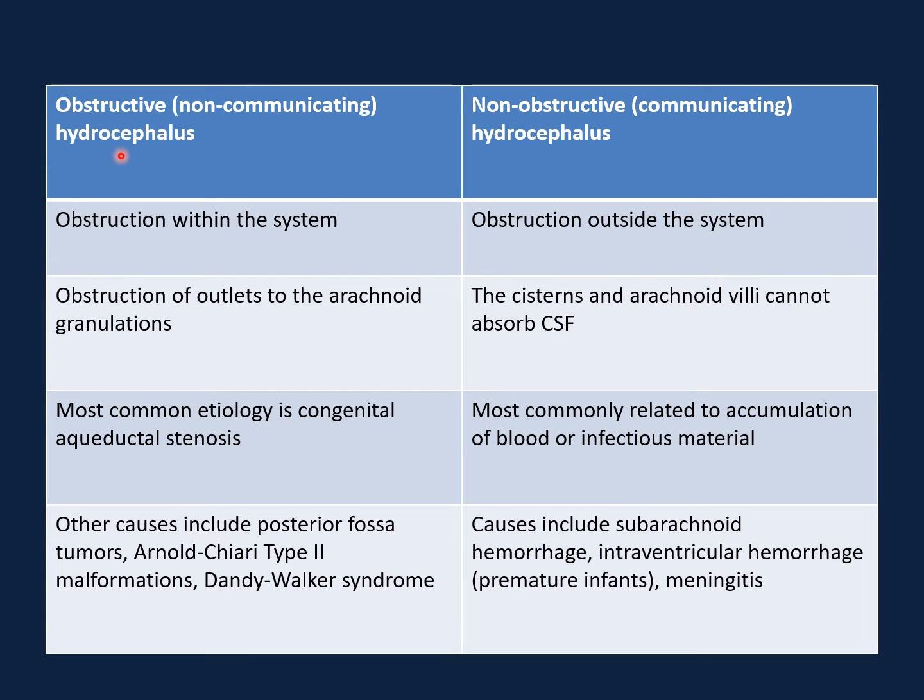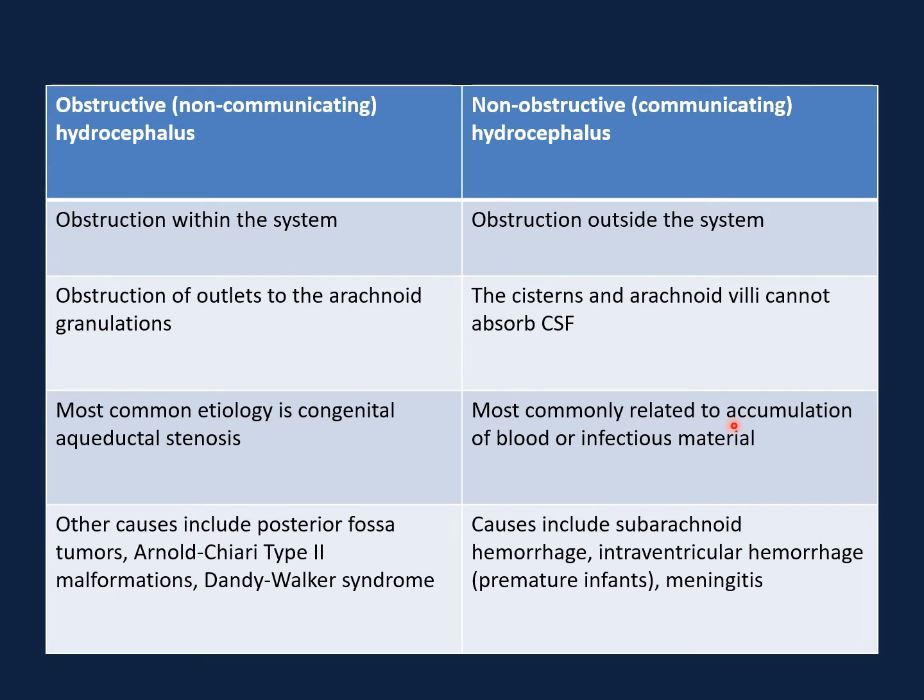This table summarizes the difference between obstructive and non-obstructive hydrocephalus. Obstructive hydrocephalus is also known as non-communicating hydrocephalus. Non-communicating hydrocephalus means that there is obstruction within the system, the obstruction of outlets to the arachnoid granulations. But in the non-obstructive type, there is communication, there is no problem within the system, so the system is communicating, but the obstruction is outside the system, so the cisterns and the arachnoid villi cannot absorb the CSF.